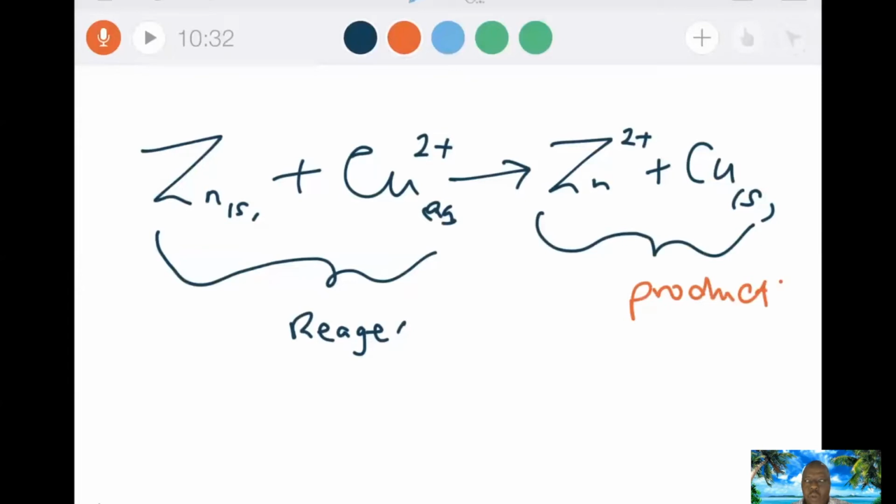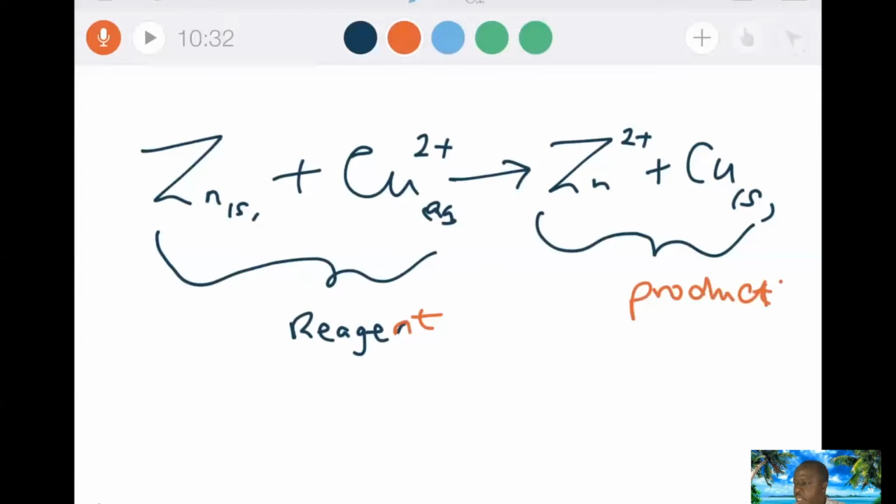Reagents and product, just the way we read the chemical equation. We have the reagents on the reactant side, or on the left side of the reaction arrow, and products on the right side of the reaction arrow. This is a representation of a voltaic cell, which you will see later on.